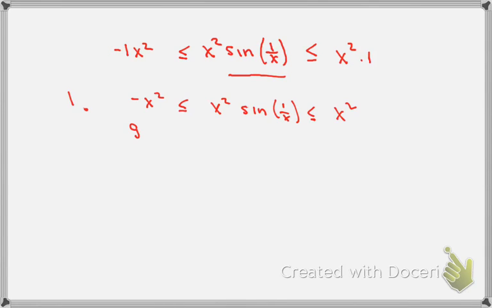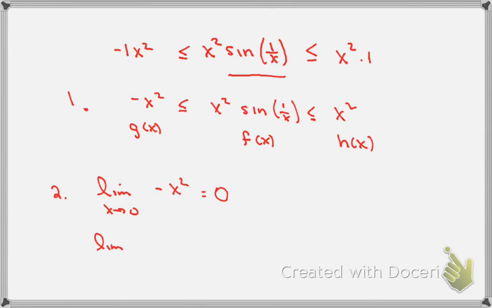Now this is the function g of x. Of course, the middle function is always f of x, and the larger function, we call that h of x. Now for the second condition, I need to check the limits of the smaller and larger functions. So the limit as x goes to 0 of minus x squared, simply plugging in 0 for x, gives me 0. And the limit as x goes to 0 of x squared, again plugging in 0, gives me 0.